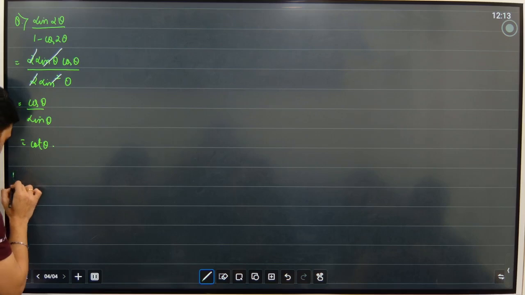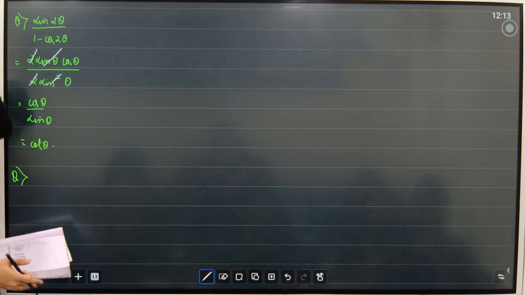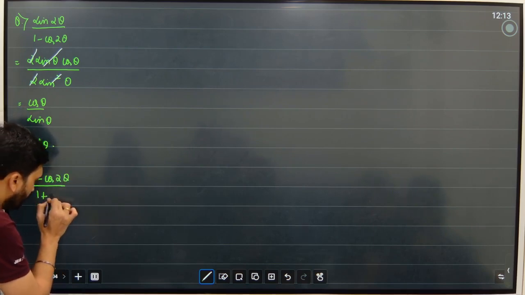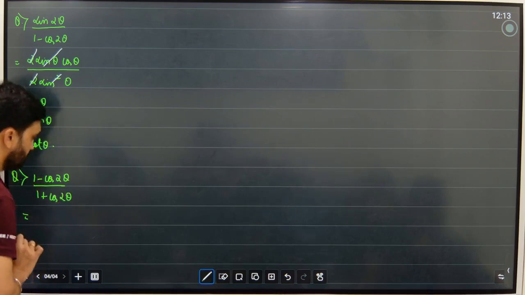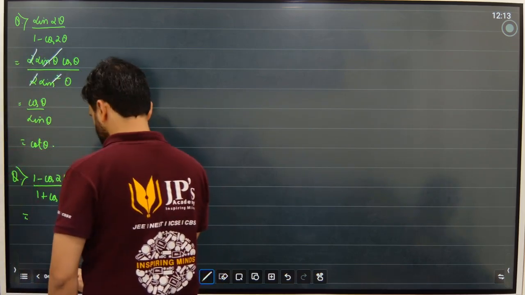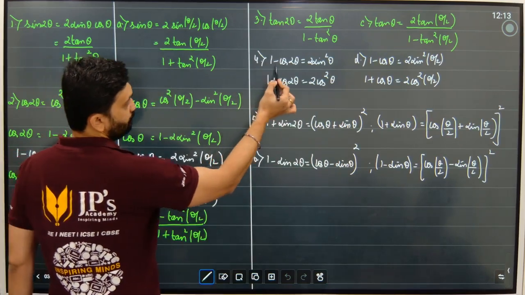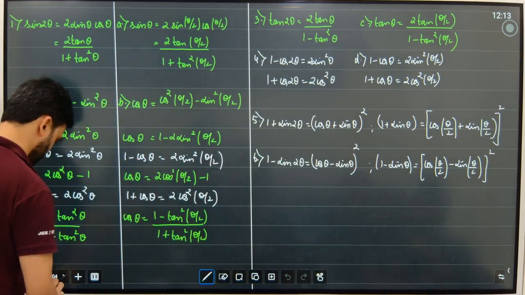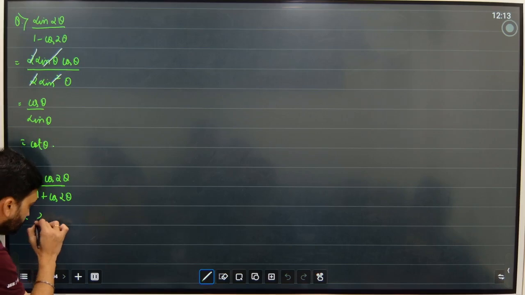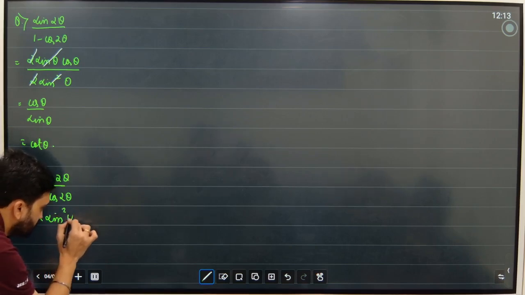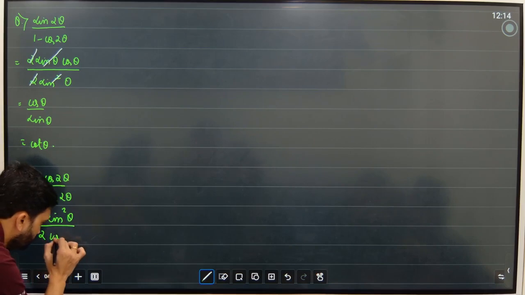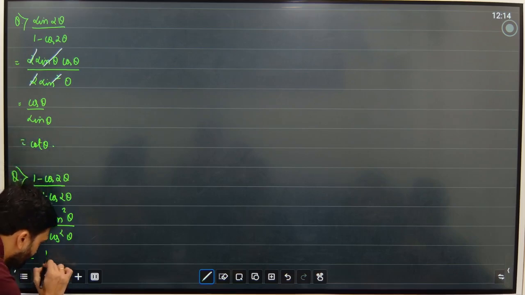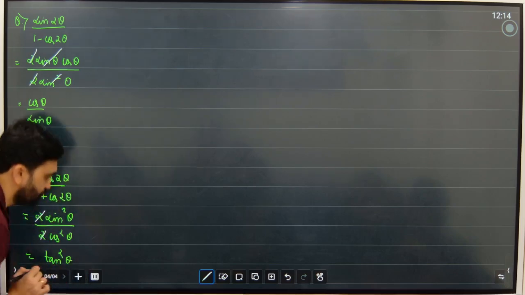Next question. Okay. Next question is (1 minus cos 2 theta) upon (1 plus cos 2 theta). According to the formula, 1 minus cos 2 theta is 2 sin square theta. 1 plus cos 2 theta is 2 cos square theta. So now if I substitute, it will become 2 sin square theta upon 2 cos square theta. And if I cancel this 2 and 2, sin square theta by cos square theta will become tan square theta.